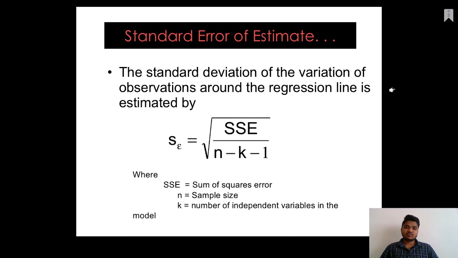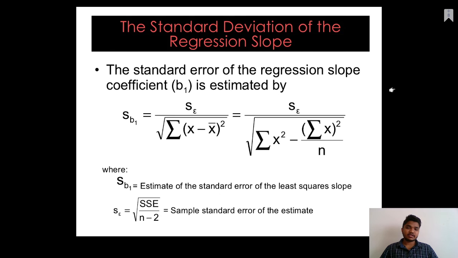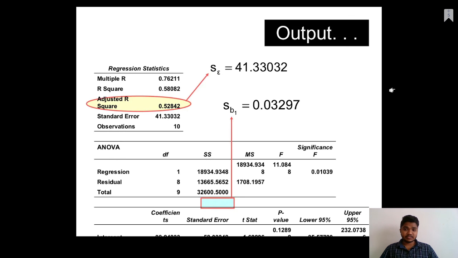The standard deviation of the variation of observations around the regression line is estimated by the square root of the sum of squares error divided by the sample size minus the number of independent variables minus 1. This can also be given as the standard error of the regression slope coefficient, the estimate of the standard error of the least squares slope divided by the sample standard error estimate. And we get adjusted R square, 0.52842, 41.33032, and S b1 is 0.03297.